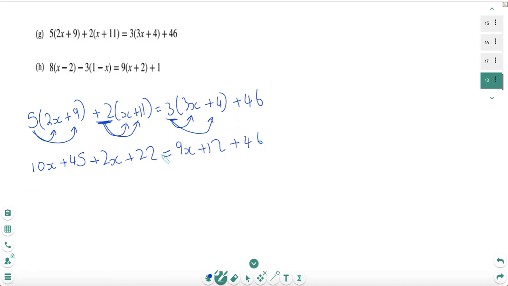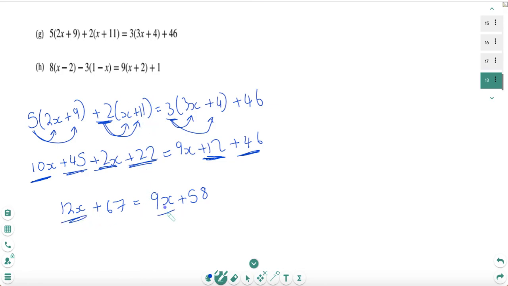Next, we should simplify because there's x's on the same side. Let's combine them. So 10x plus 2x is 12x. 45 plus 22 is plus 67 equals, let's combine terms here. Well, we can combine these numbers. Positive 12 plus 46 is 58. So 9x plus 58.